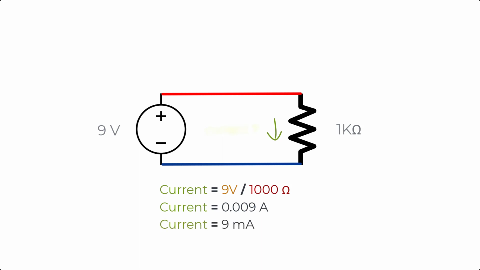This tells us that the current flowing through a circuit is directly proportional to the voltage. When more voltage is applied, more current will flow, like the water tank analogy.